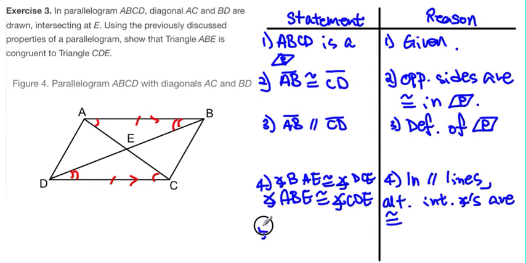Alright, now step number 5. Since we talked about all three conditions, we can say that triangle ABE is congruent to triangle CDE. And the reasoning would have been angle, side, angle.